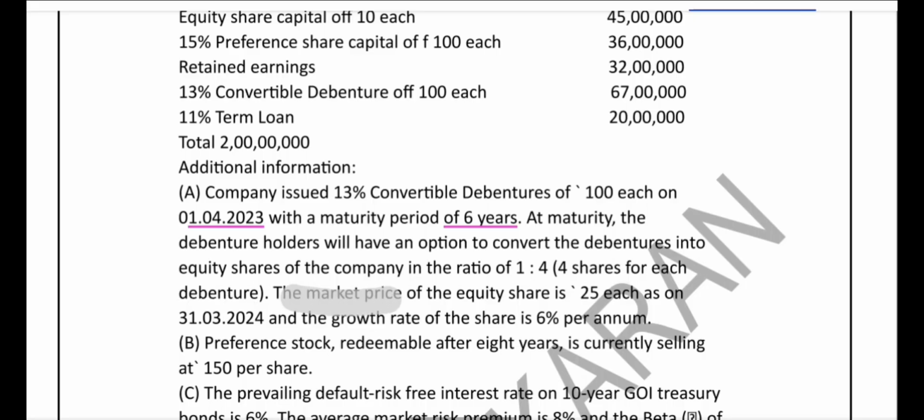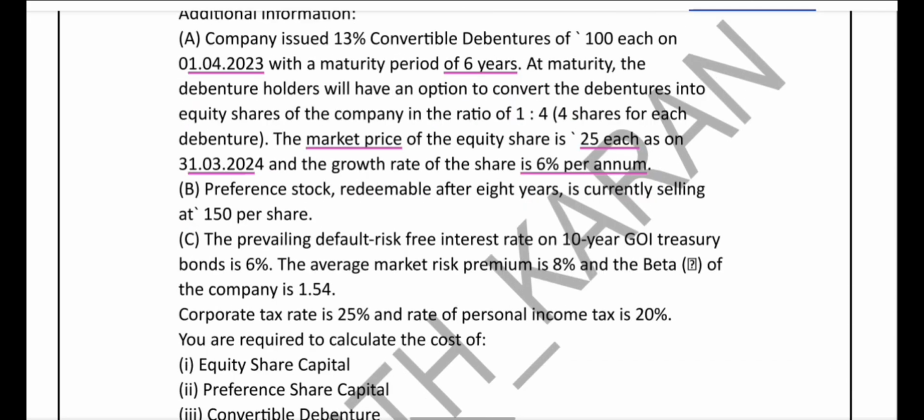Then the market price of equity share is 25 each as on 31st 3 2024, and the growth rate of the share is 6% per annum. So the debenture is redeemable after 6 years, and the market price of equity shares as on 31st 3 2024 is 25, and the growth rate per annum is 6%.